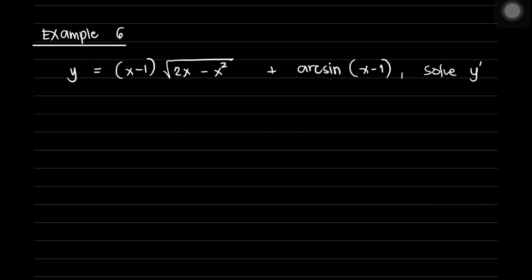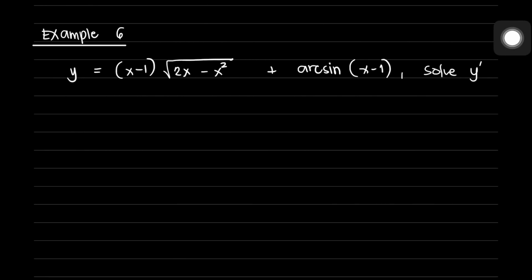So let's have this example here. We have y equals quantity x minus 1 multiplied with the square root of 2x minus x squared plus arc sine of x minus 1. We're going to solve for y prime. Now, since we have two terms in this given function, and we have arc sine in here, and we have a product in here, one technique that we can do is to determine the derivative of each term independently.